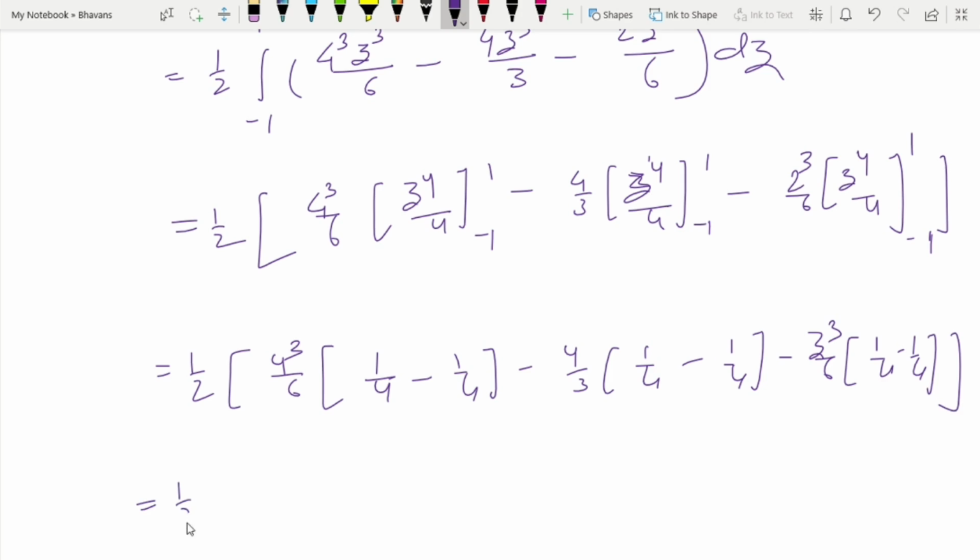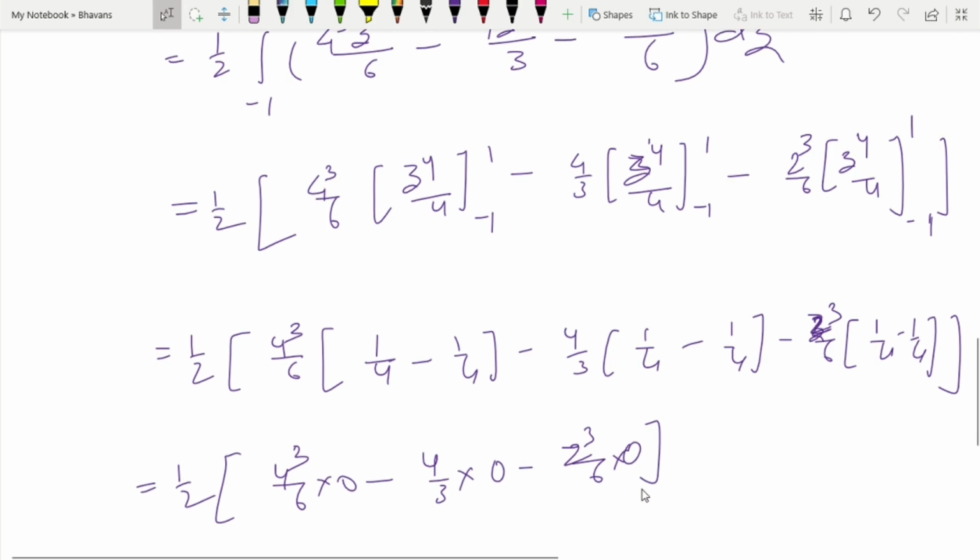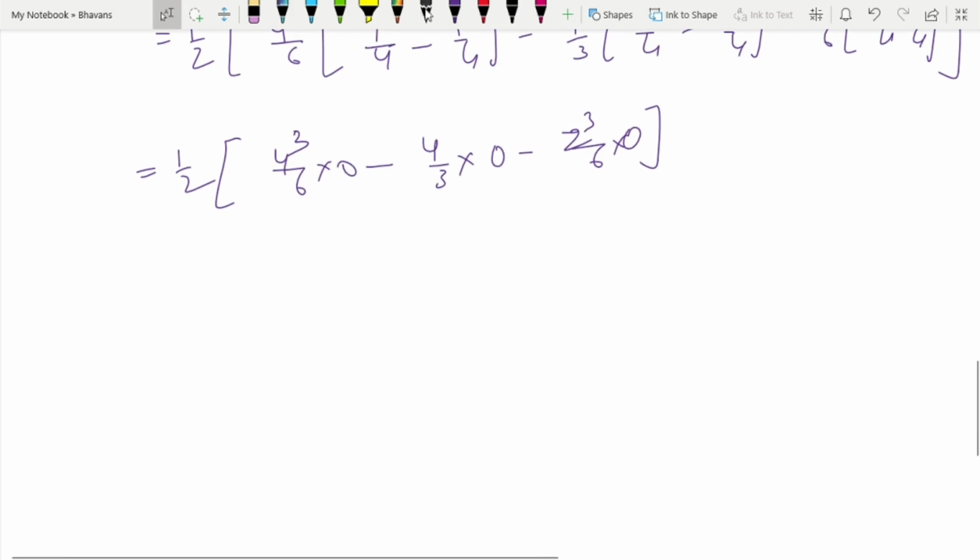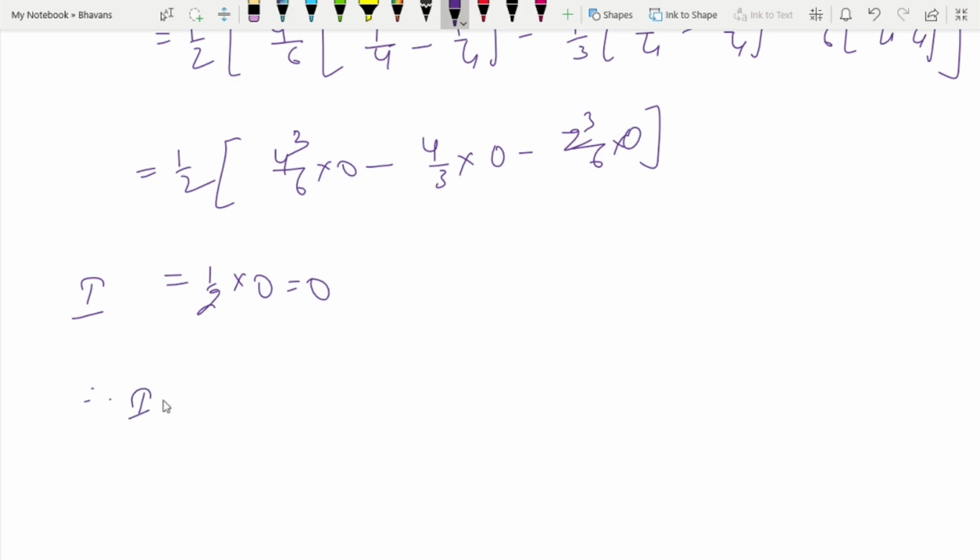So this is around 1 upon 2, 4 raised to 3 by 6 into 0 minus 4 by 3 into 0 minus 2 raised to 3 by 6 into 0. So altogether our answer is half into 0, so it is 0. So therefore the integration is 0. Therefore I is equal to 0.